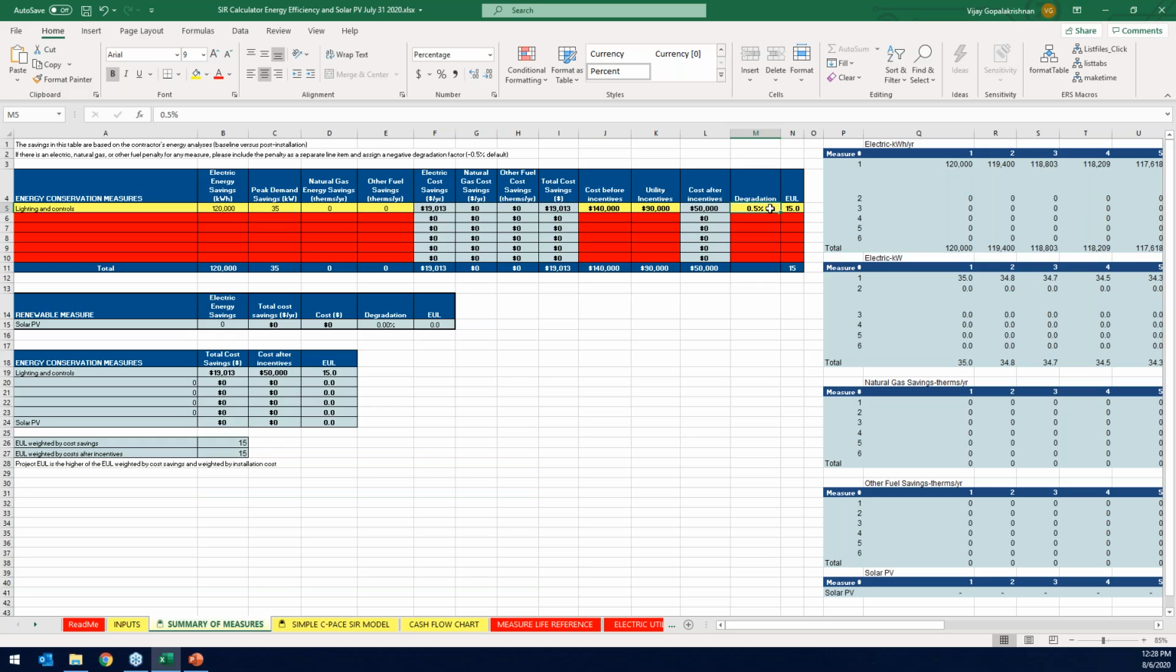So really, it's measure specific. You can always reach out to us if you have questions about what degradation to use for different measures. We use 0.5% as a default, but it's not by any means necessarily accurate for every single measure. That's going to be specific to the measure.